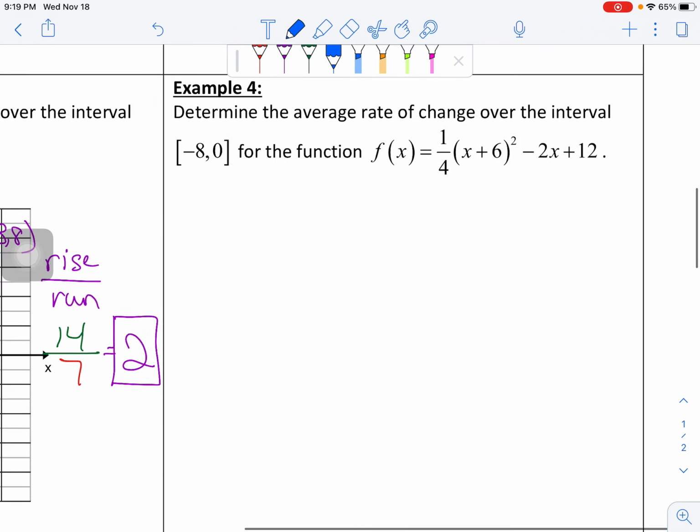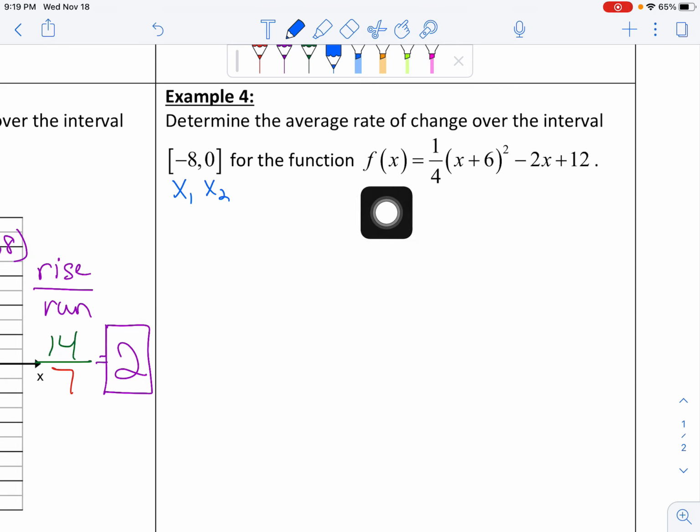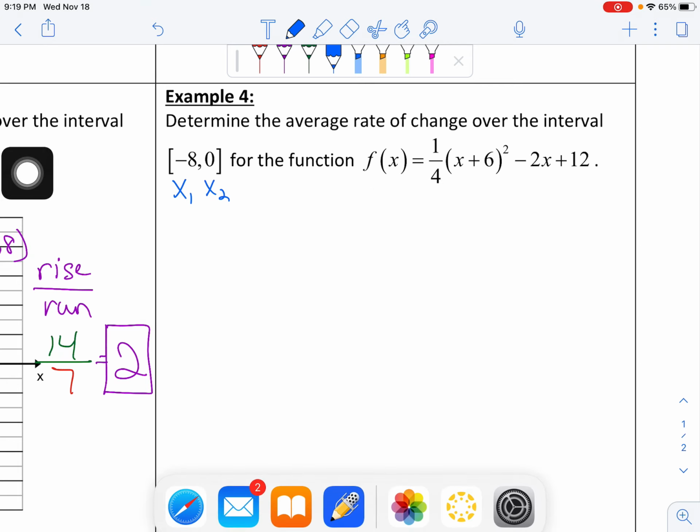All right, last one here, we're going to look at example number 4. Now, we don't have any ordered pairs, we don't have a graph, we don't have a table, but what we have is a function. And we're going to use this function with our interval. So let's see, we've got an x value here, right? x1 and x2, and we have this function.